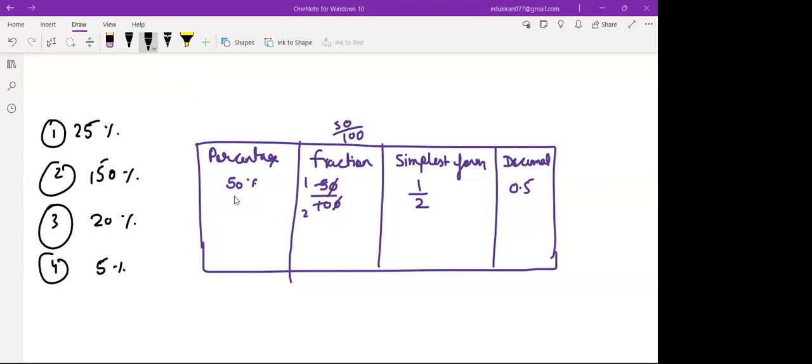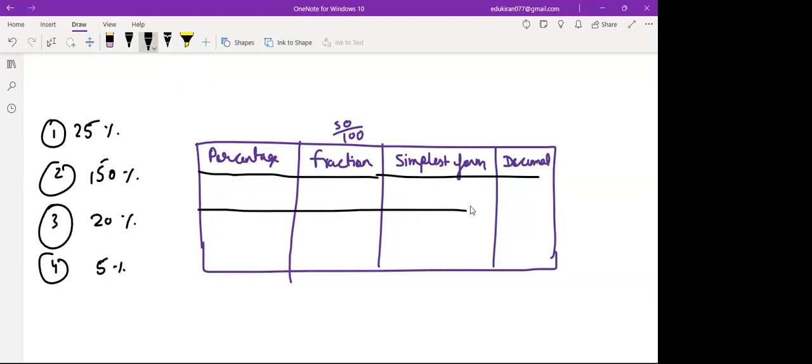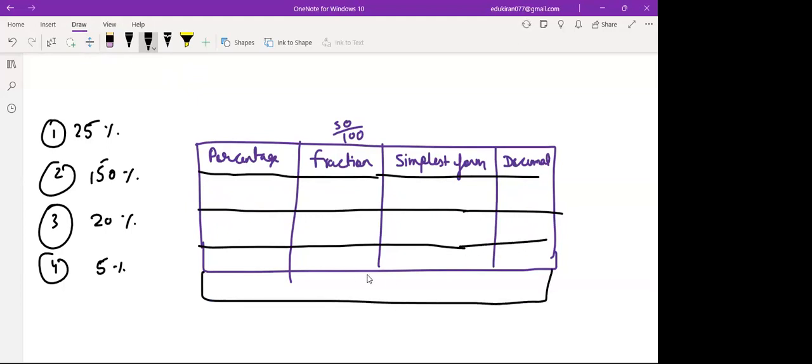Okay, so what I will be doing, I will be writing it here only, so that you people don't get confused. Okay, let me just draw the line. First one here, second one, third one, and the fourth one. Okay. So the first one was 25, right?